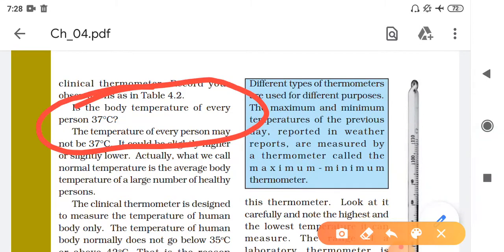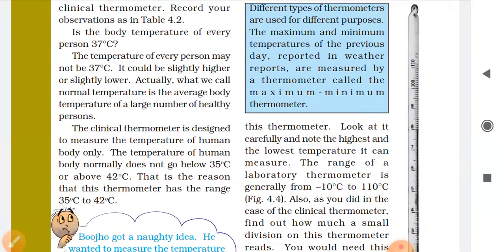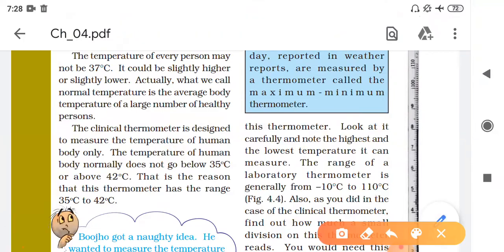But it is not like that all persons have the same or similar 37 degree temperature. Maybe some have less than 37, and some people have more than 37. It depends on the person, but the average healthy person has an average body temperature of 37 degree. That is why the range given for the thermometer is 35 to 42 degree. That is why the range is given here, 35 to 42 degree.